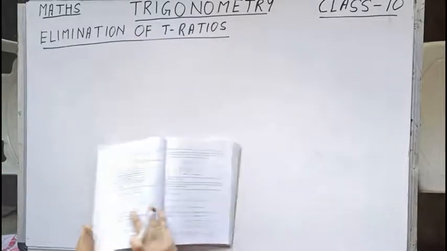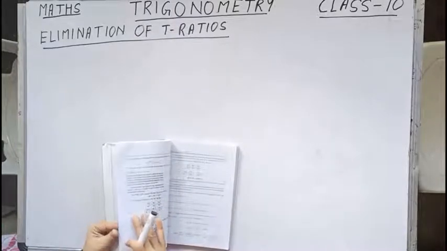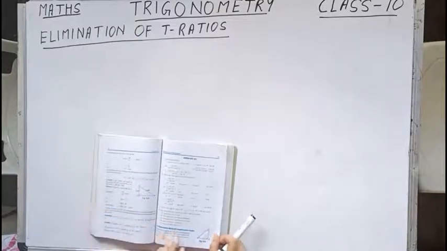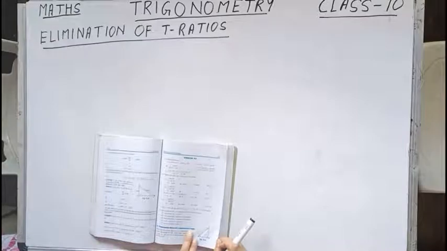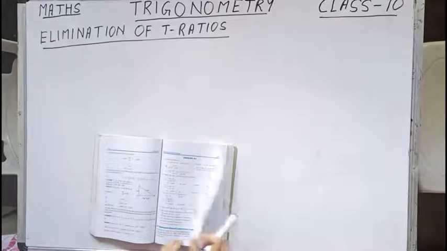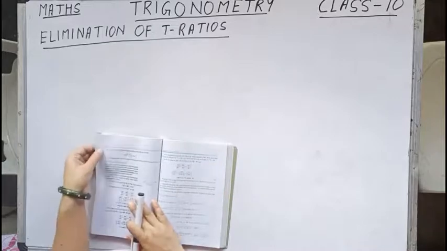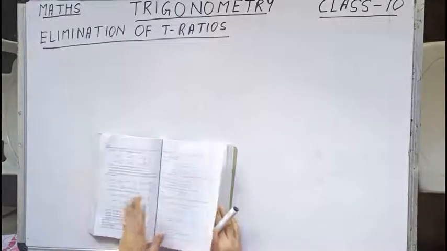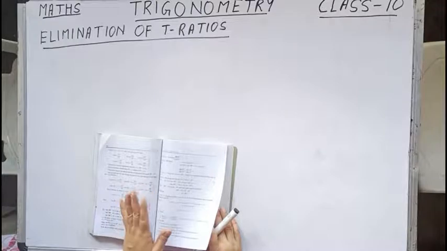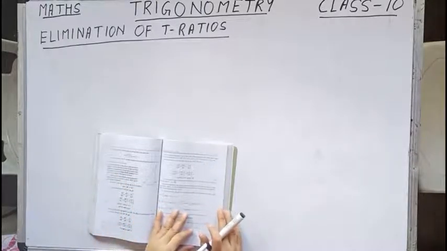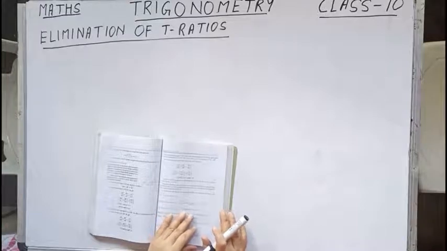Now before coming to the topic of elimination of t ratios, one exercise is there, that is complementary angles. Children, in NCERT take out page number 187. There it is written trigonometric ratios of complementary angles. You strike off that till page number 190, question number 7. These topics you don't have to do this time for the board examination. CBSE has deleted this portion from trigonometry. Rest all topics are included.